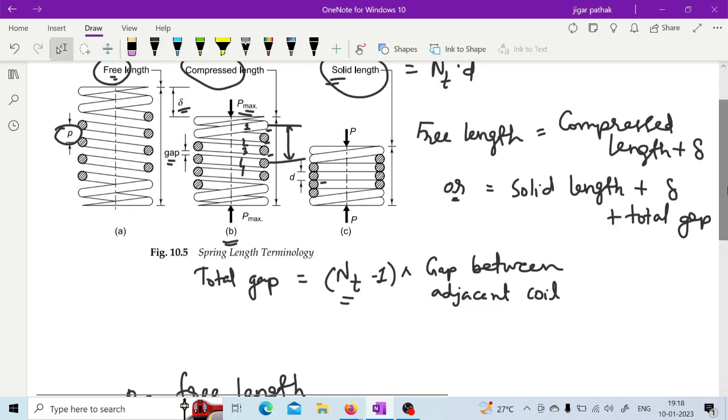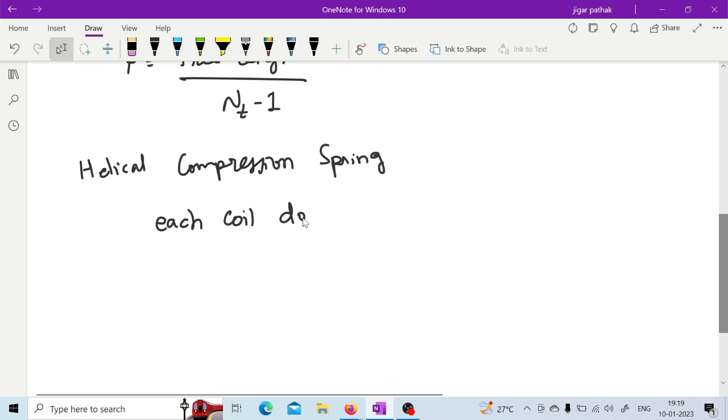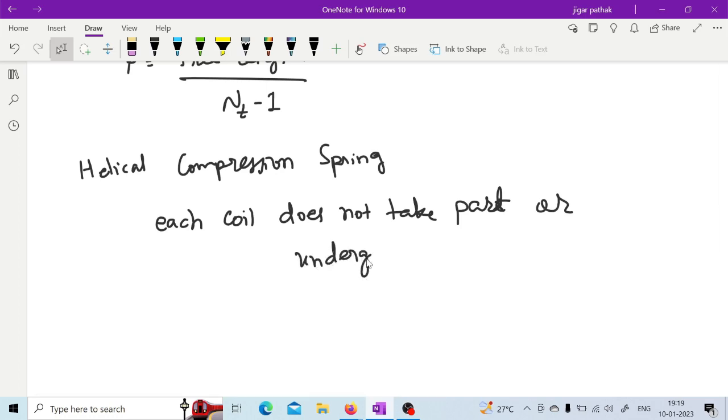Now here, in case of the helical compression spring specifically, there are active and inactive coils, right? What are active and inactive coils? Let us see. In case of the helical compression spring specifically, what happens is, each coil does not take part or undergo deflection during application of load, right?